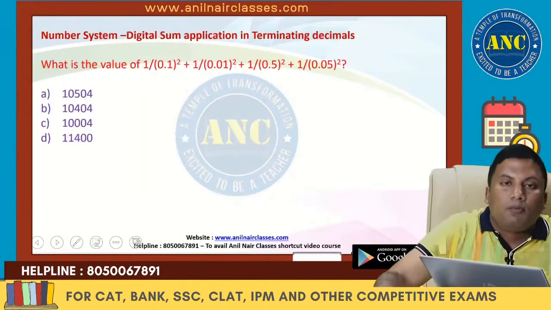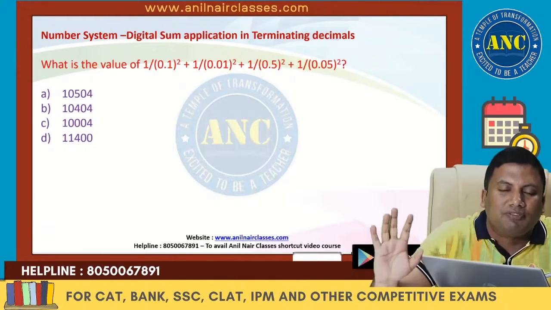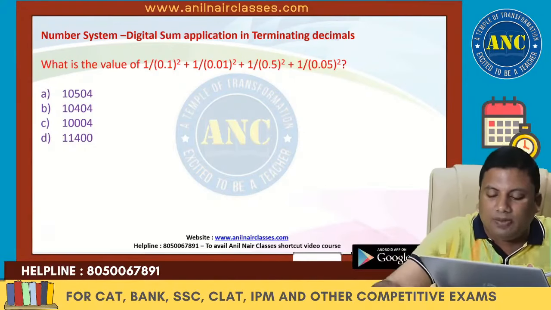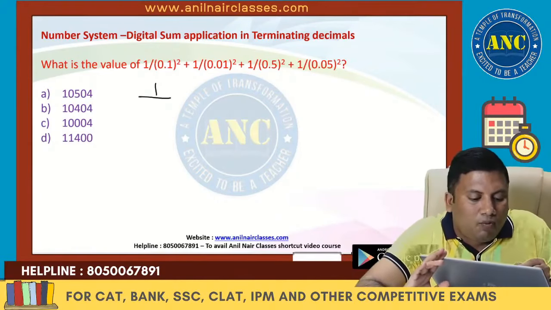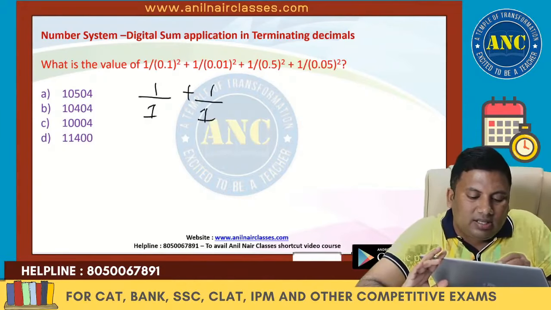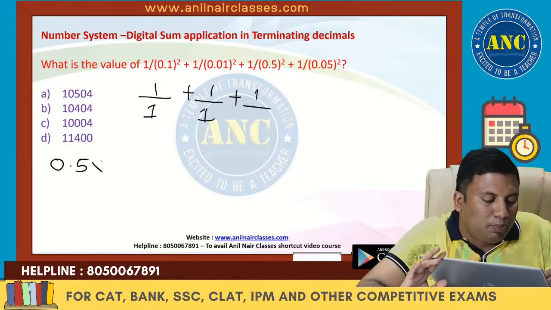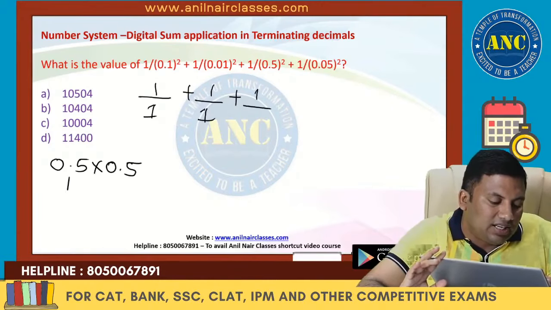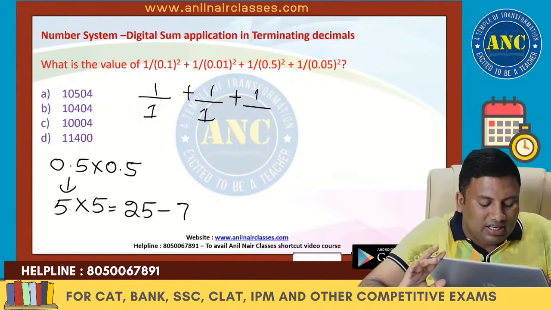Another variety. Most of the students probably waste a lot of time. If you get a right teacher, if you watch the right videos with as many examples as possible, this is very clear. 1 by 0.1, digital sum is 1. 0.01 digital sum is 1. 0.5 square, 0.5 into 0.5. Digital sum will not be affected if it is a decimal. 5 into 5 is 25, 25 digital sum is 7.